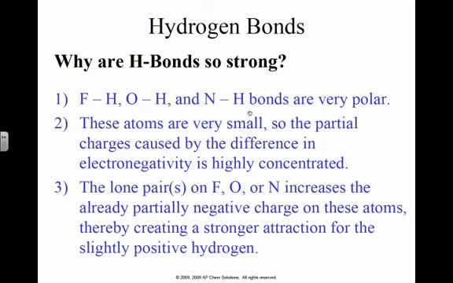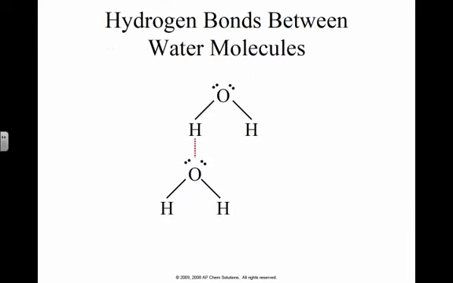Why are hydrogen bonds so strong? Well, first of all, fluorine, oxygen, and nitrogen are among the most electronegative elements that we have, and they form very polar bonds. These atoms are very small and highly electronegative, and so they concentrate all the electrons on that element. Also, they have lone pairs, which increases the negativeness on that side of the molecule.